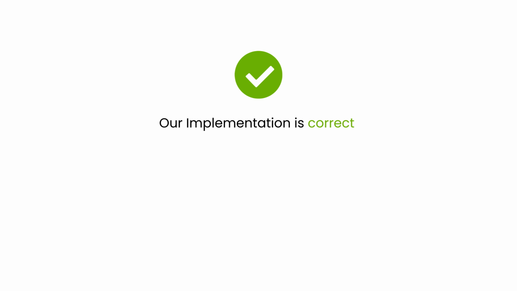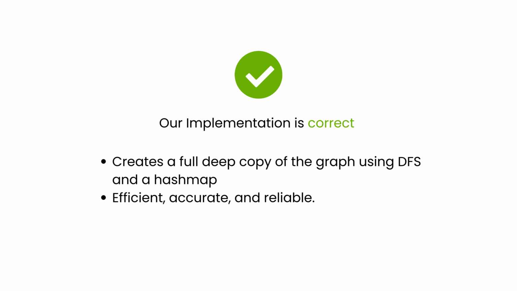Wrap up. So, our implementation is correct. The algorithm successfully creates a full deep copy of the graph using DFS and a hash map. Efficient, accurate, and reliable.